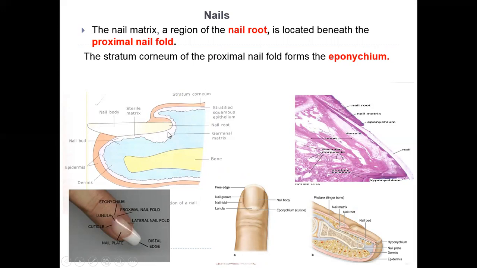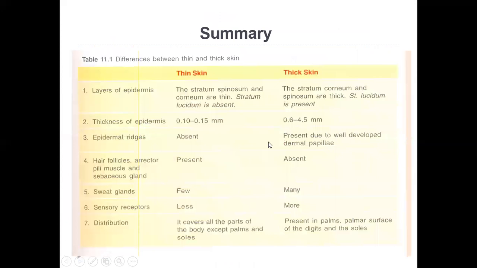The stratum corneum of the proximal nail fold forms eponychium. Now, stratum corneum is a layer of the epidermis. So this area, the stratum corneum, is going to form eponychium. This part is eponychium. Again, you can see the nail bed. The nail matrix can be seen at the nail root. This area is eponychium.